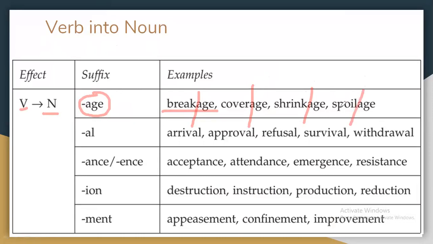See, converting verb into noun. And so is the case with all these suffixes. Arrive, arrival, where e has been dropped here. Approve, approval, refusal, survival, withdrawal, and ance also: accept plus ance, acceptance. And ion: destruct plus ion, destruction, instruction, production, reduction, and ment. And these are common conventions.